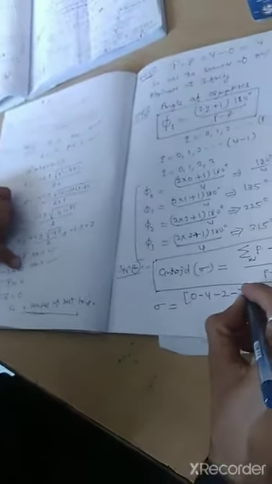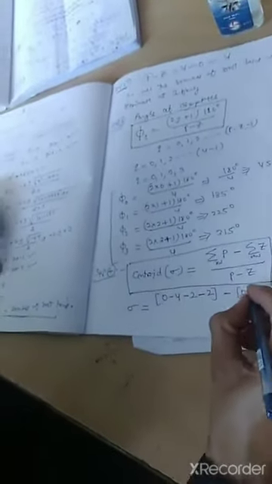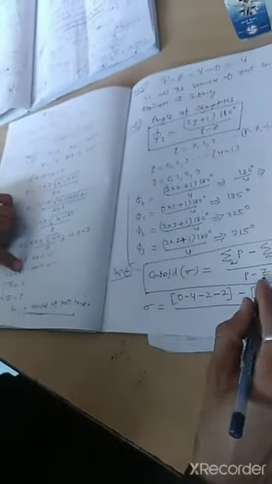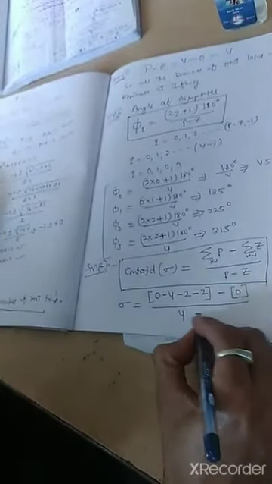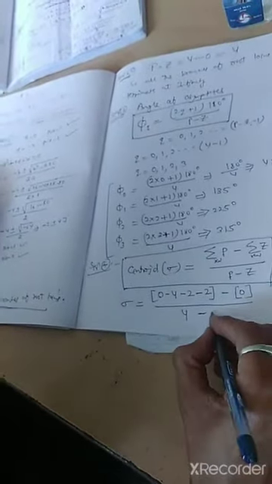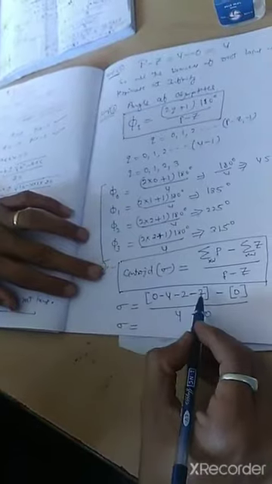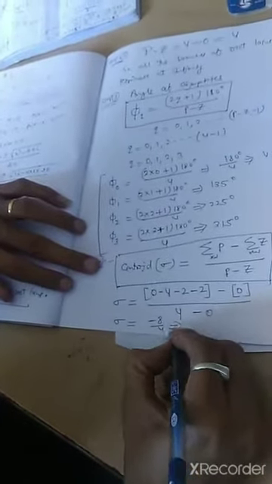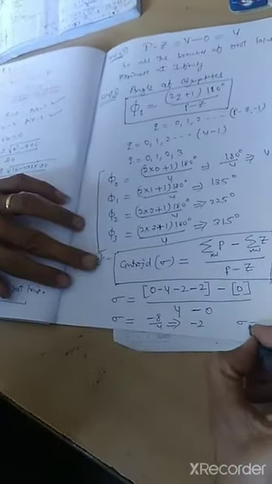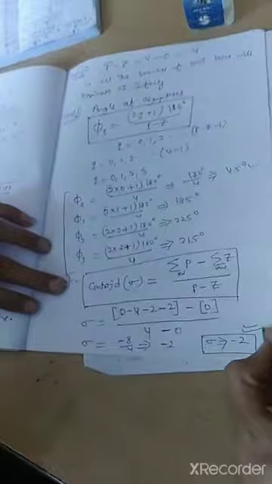Minus the sum of all the real zeros, but in this question there is no zero, so this is 0. Divided by the total number of poles, which is 1, 2, 3, 4, minus the total number of zeros, which is 0. So sigma is equal to minus (4 plus 2 plus 2), that is minus 8 divided by 4. So minus 2 is my centroid. The answer of this fourth step is centroid at minus 2.